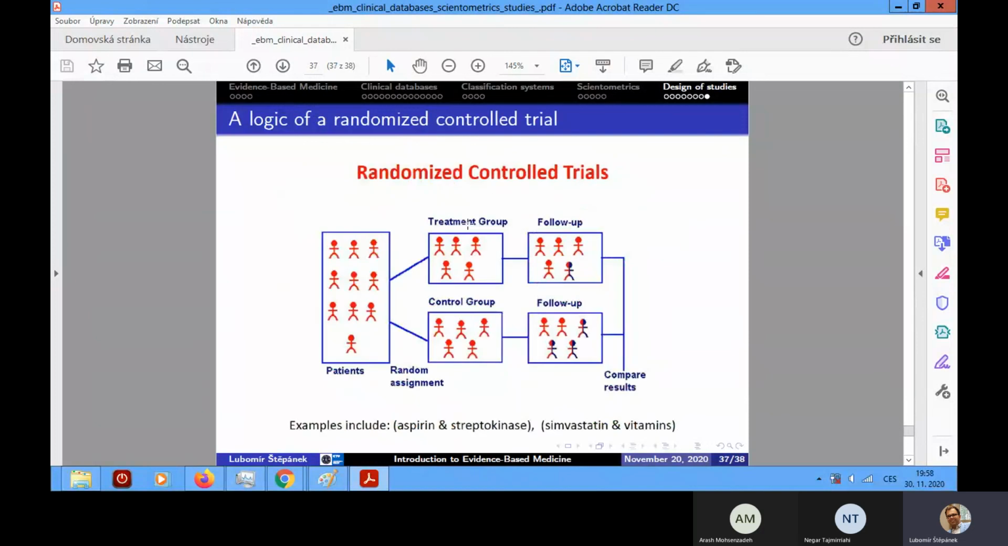Cohort study is also prospective. So randomized control trial is also a prospective one, just starting at a time zero, which could be, for example, now, at this moment.